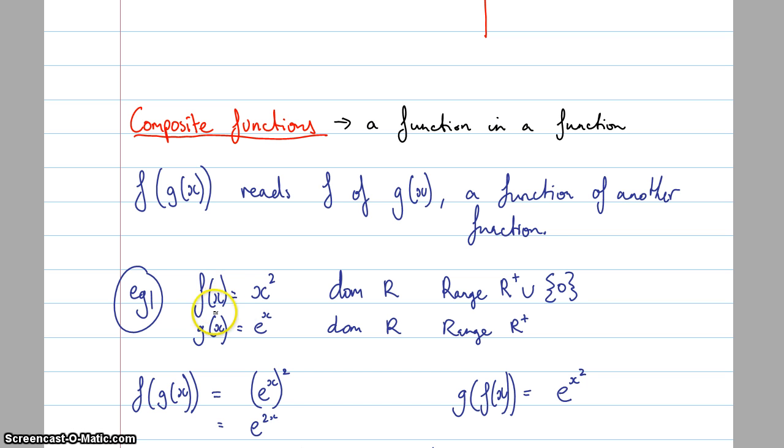So if f of x equals x squared and g of x equals e to the power of x, ignoring all of the domains and range, which is not always a wise thing to do, but let's just do that for the moment. If I want to find out what f of g of x is, what I simply do is I replace x with g of x, which is e to the power of x. And so I get e to the power of x squared, which turns into e to the power of 2x.